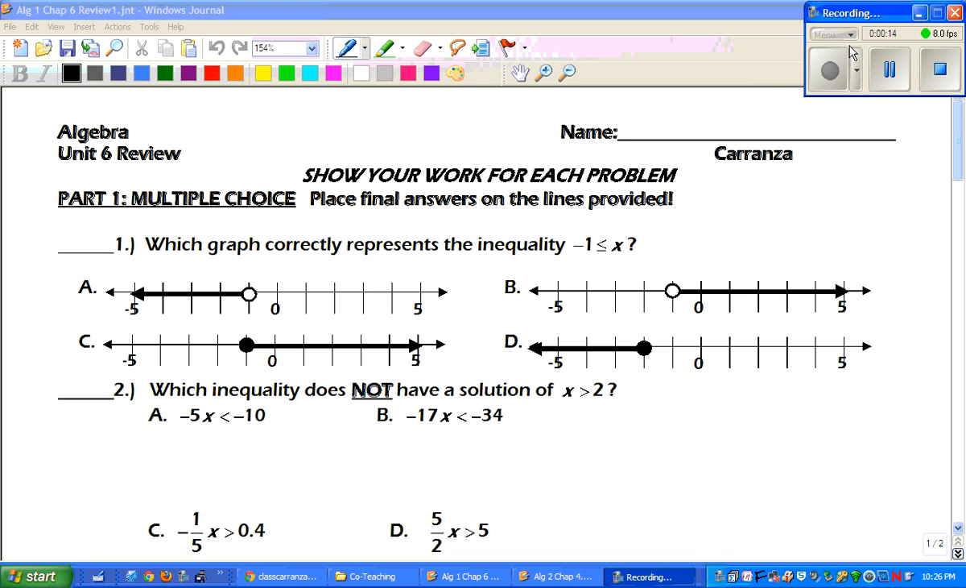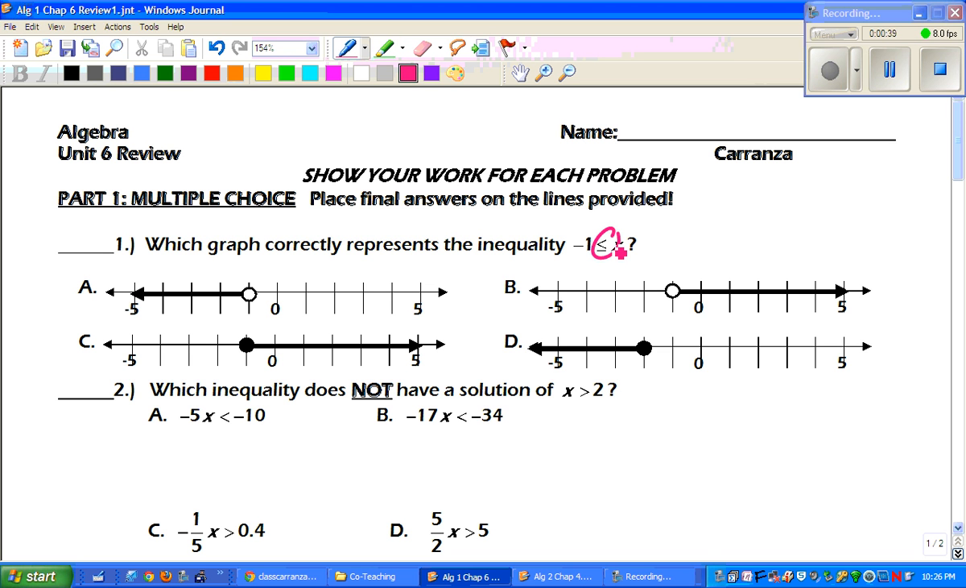So, we're going to go through all of these problems. If you have any questions, go ahead and try and ask. I don't know if I'll be able to hear you. So, what it tells us to do is, first off, we've got some multiple choice problems. Place your final answers on the lines provided. All right, number 1. Which graph correctly represents the inequality -1 less than or equal to x?